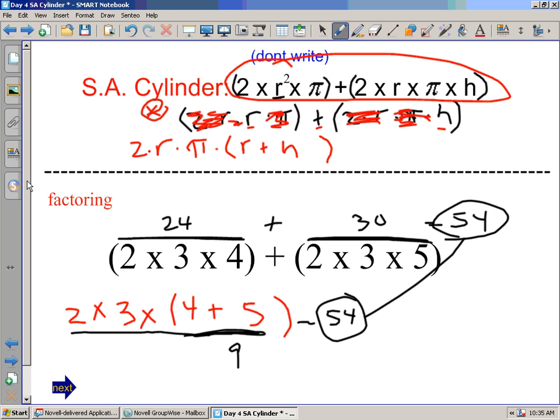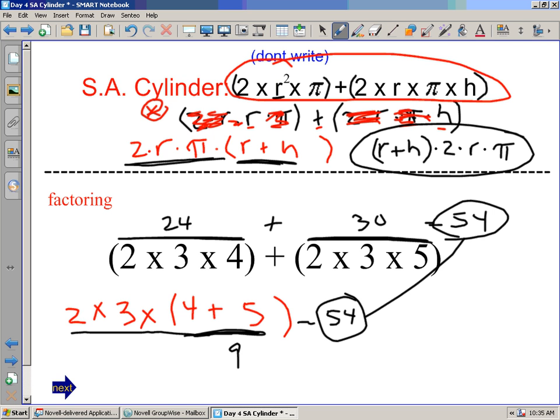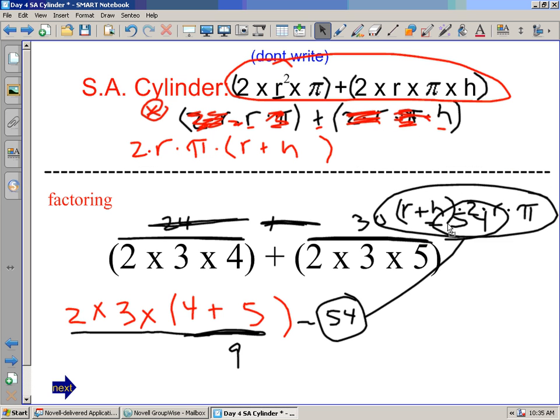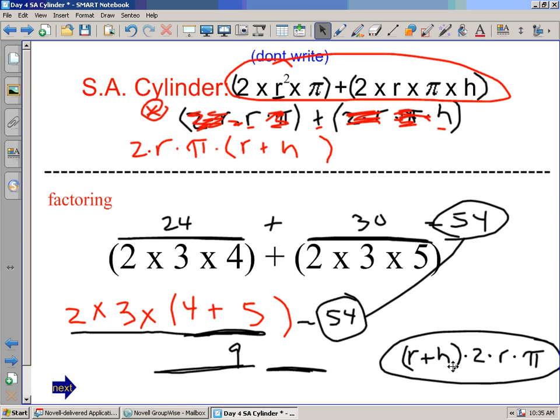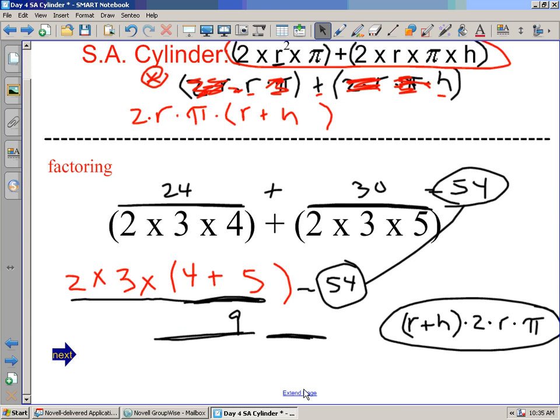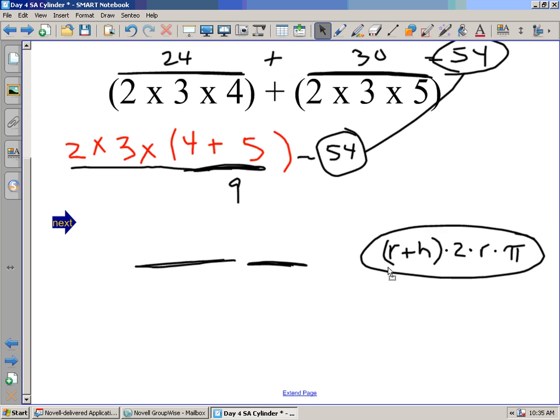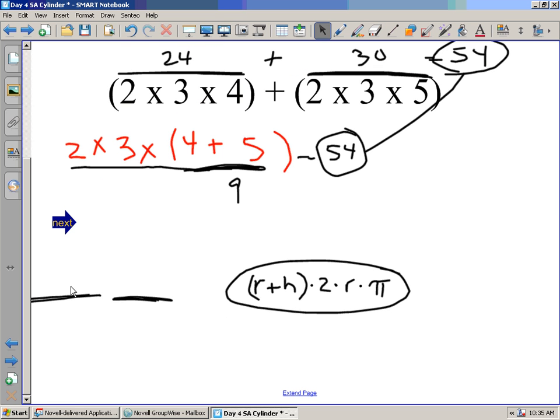Now, the only thing I'm going to do to change the formula and make it a little easier is order of operations. We should do parentheses first. So I'm going to write that first, r plus h. Then we're going to multiply it by what we have here, times 2 times radius times pi. And this is the formula that I would like you to write in your notes. We'll make it down so you can see it a little easier. Right here. Radius plus h times 2 times r times pi.